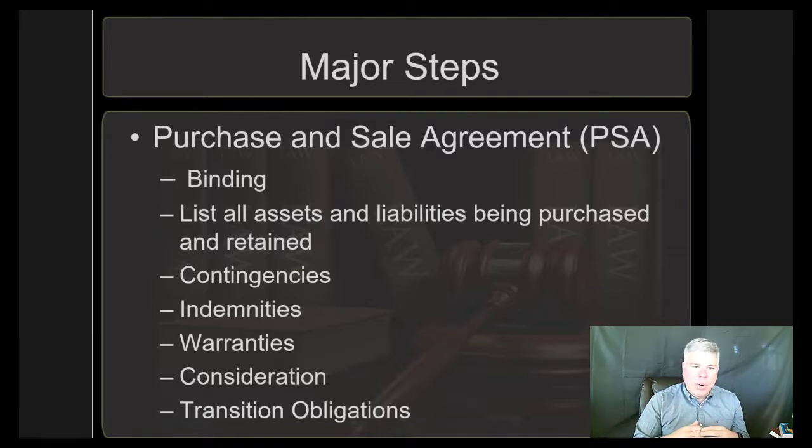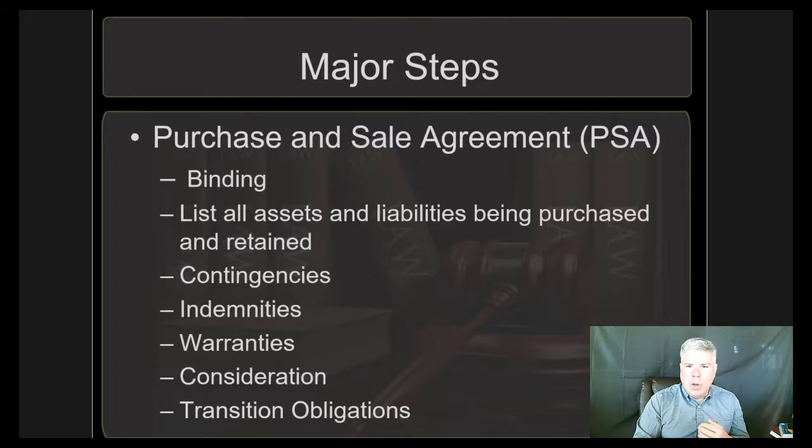Indemnities. So if there's anything that goes wrong post-closing, the buyer indemnifies the seller, which means essentially that if the seller gets sued for something the buyer did, the buyer will cover them, and vice versa. Warranties. The most important warranties are likely to come from the seller, and those are going to be essentially representations that the seller makes that certain things are the way that they are and that they haven't been misrepresented in any way.